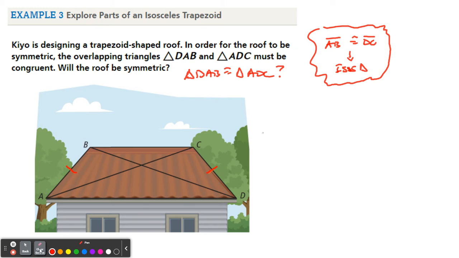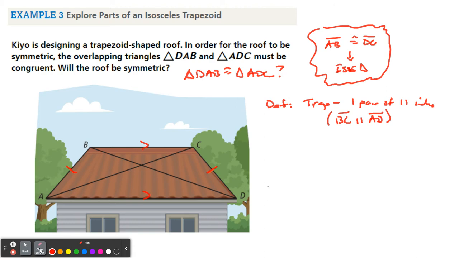Now we have to know the definition of a trapezoid. By definition, a trapezoid has one pair of parallel sides. In this picture, those would be BC and AD. Typically, we call those the bases of the trapezoid. So that's a little bit of background knowledge.